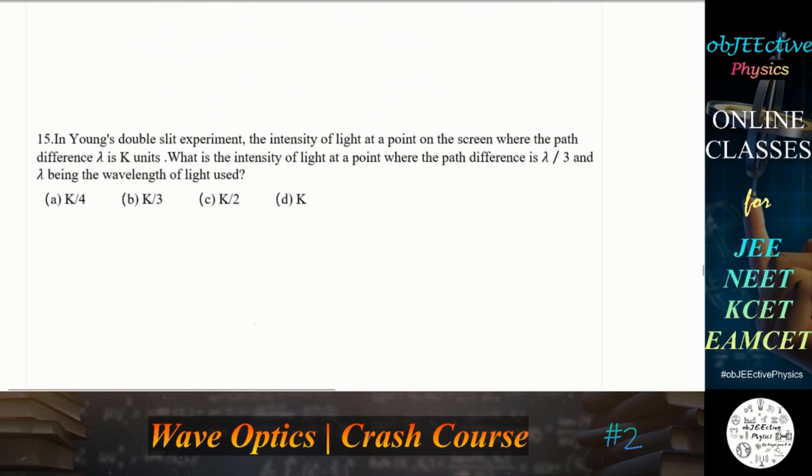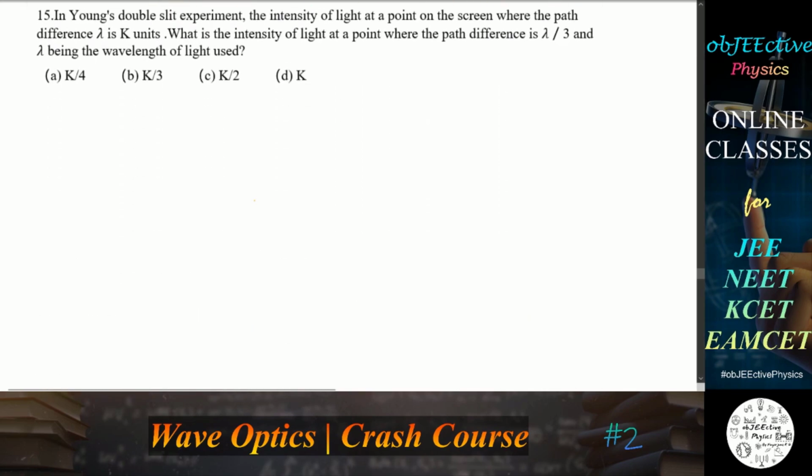Next question. In Young's double slit experiment, the intensity of light at a point on the screen where the path difference is lambda is k units. What is the intensity of the light at a point where the path difference is lambda by 3, lambda being the wavelength of light used?